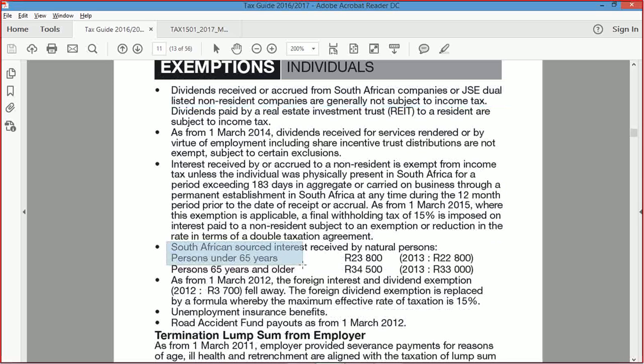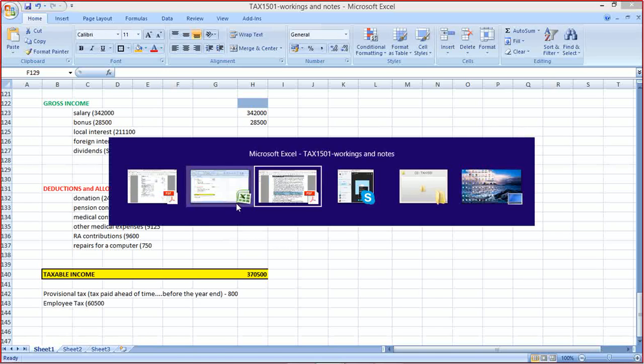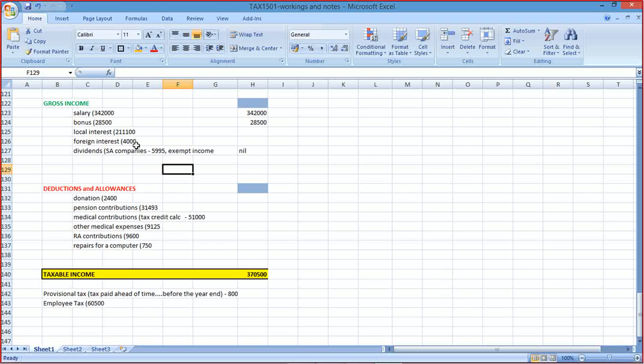See, South African source interest received by natural persons: 23,800. That's the amount that they can claim as an exemption. So how much interest did this guy earn? I think I made a mistake with the figure. It's 21,110. I wrote down too many ones there.